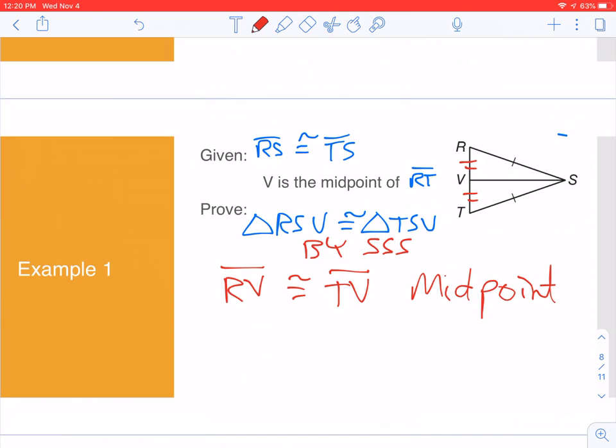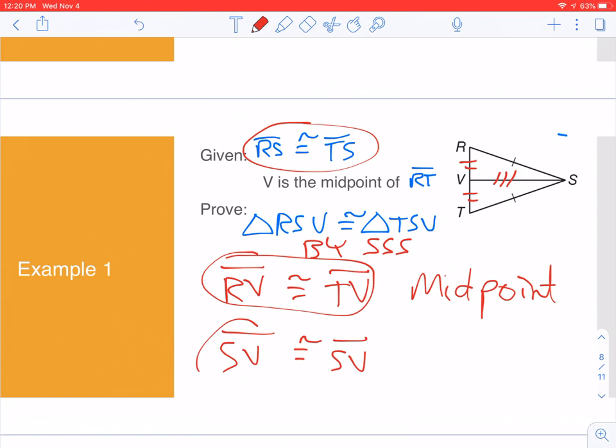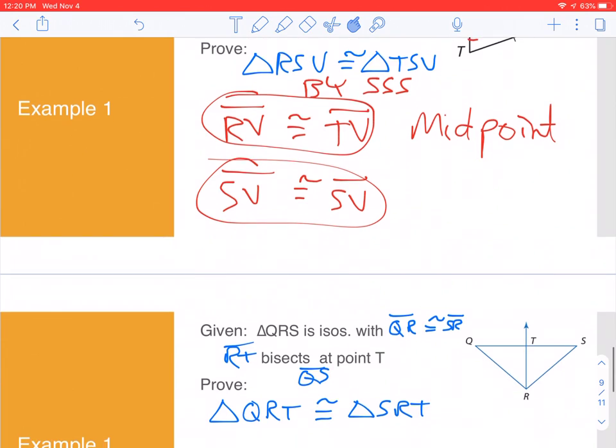And then I'm looking at my picture, and I see that two sides match each other. So I say SV is congruent to SV. Now I have my three sides in the picture, and if you look here, I have my three sides that I said were congruent, and now I have side, side, side.